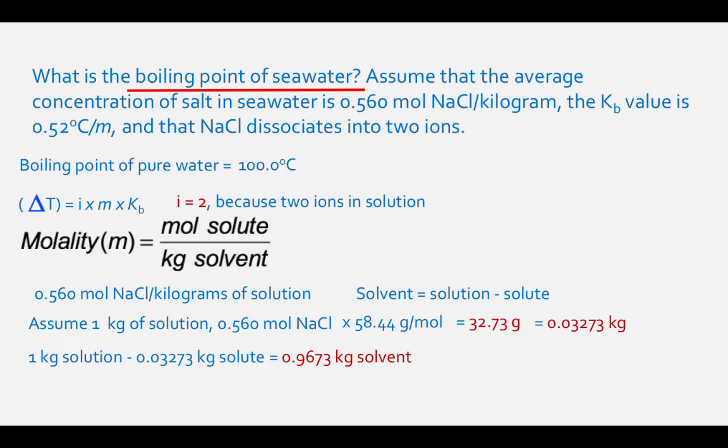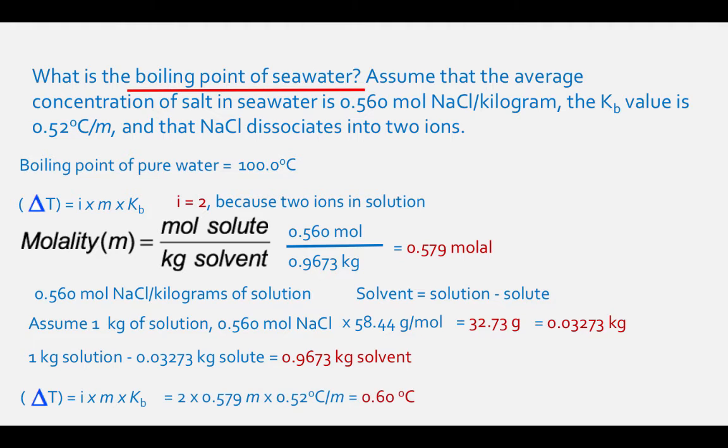Now, to find the molality of the NaCl, take the number of moles of NaCl and divide by the kilograms of solvent. 0.560 moles divided by 0.9673 kilograms equals 0.579 molal. To find the change in boiling temperature, multiply the Van Hoff factor times the molality times the Kb constant. 2 times 0.579 molal times 0.52 degrees Celsius per molal equals 0.60 degrees Celsius. The boiling point of seawater is then 100.0 degrees Celsius plus 0.60 degrees Celsius, which equals 100.60 degrees Celsius.